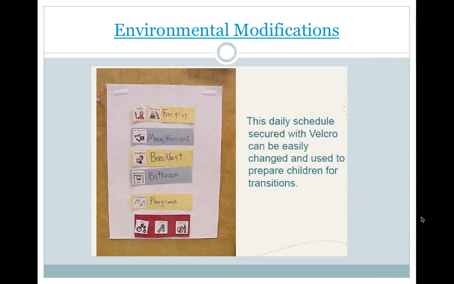Here's a single example of environmental modification. Nobody's harmed here with respect to typically developing kids. This is just a little sequence board that may be reassuring for a child with mild autism or another child who has some attentional problems. This will allow them to have a context for what's the sequence of activities, what are we doing.